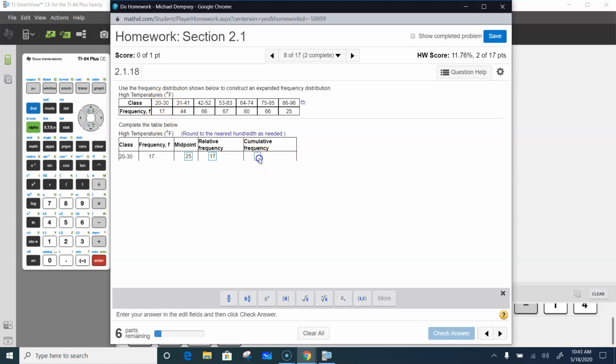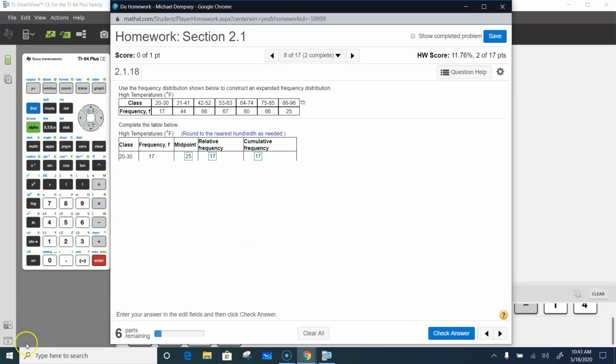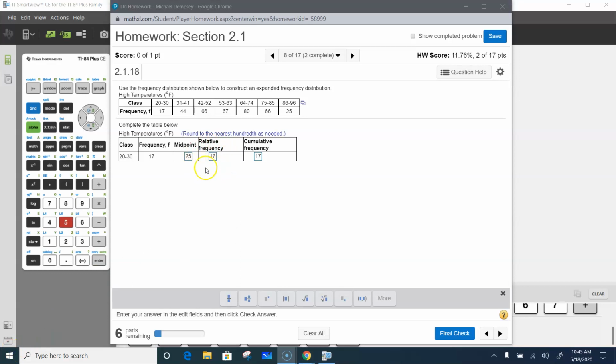Okay, and then what's the cumulative frequency? Well, this is where I would just add all subsequent entries. It's still just 17. Okay, I did not read that carefully enough. We want our relative frequency here, not just the frequency. So the frequency is 17. Relative frequency is how often this occurs out of the total.